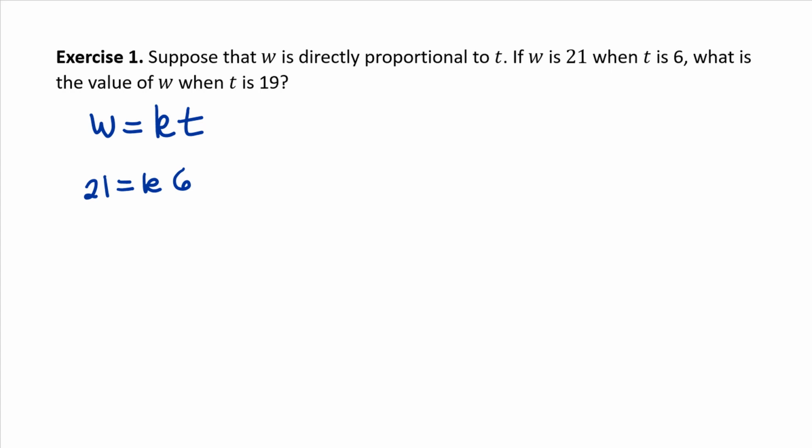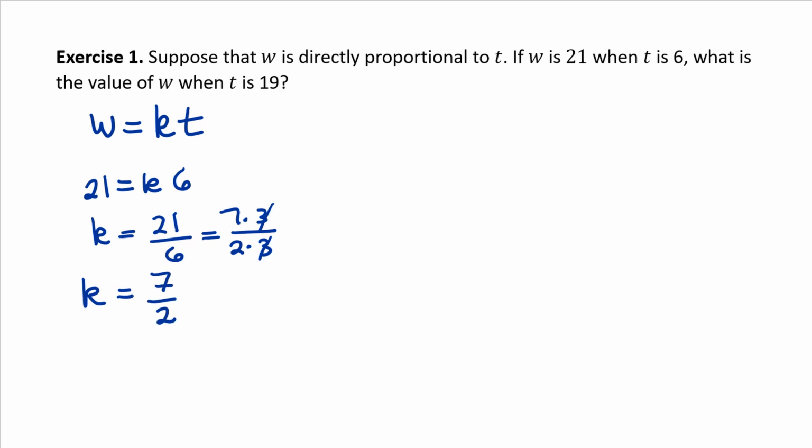To solve for k, we can divide by 6 on both sides, so we get 21 over 6. 21 over 6 is equivalent to 7 times 3 over 2 times 3. We see that the 3's cancel, and so the constant of proportionality k is equal to 7 halves. Now we can write the model. The model with the constant of proportionality would be w equals 7 halves times t.